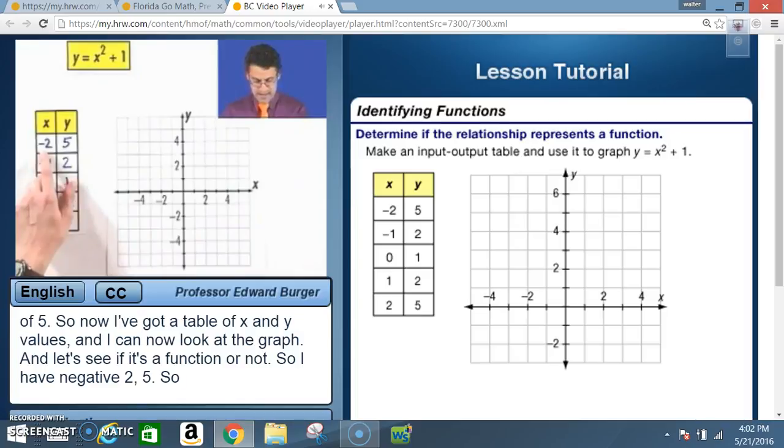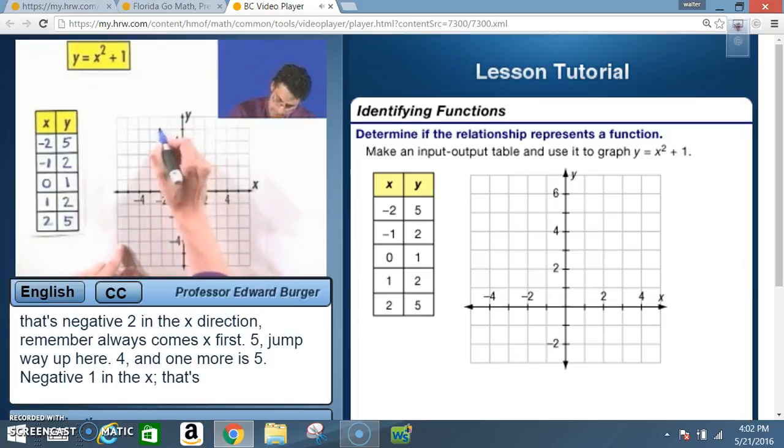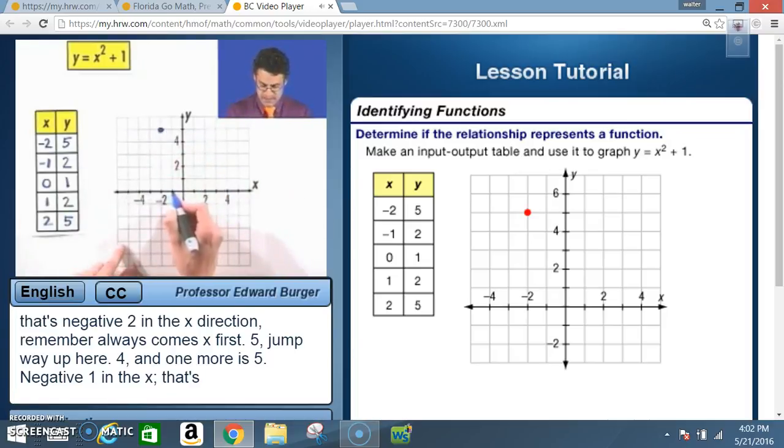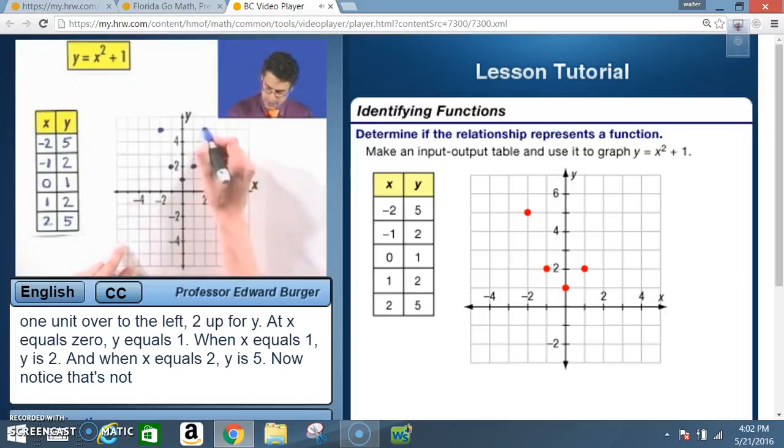So I have negative 2, comma 5. So that's negative 2 in the x direction. Remember, it always comes x first. 5, jump way up here. 4, and 1 more is 5. Negative 1 in the x, that's 1 unit over to the left. 2 up for y. At x equals 0, y equals 1. When x equals 1, y is 2. And when x equals 2, y is 5.